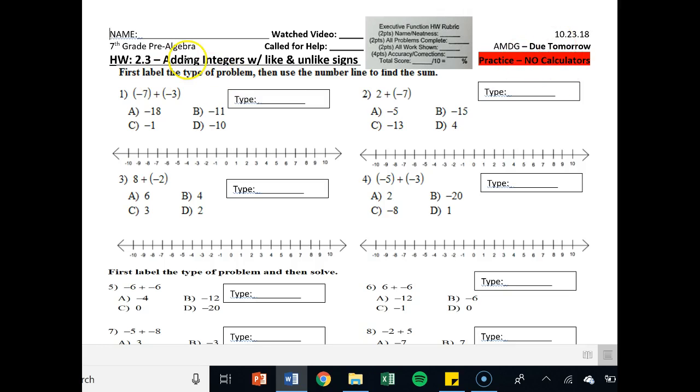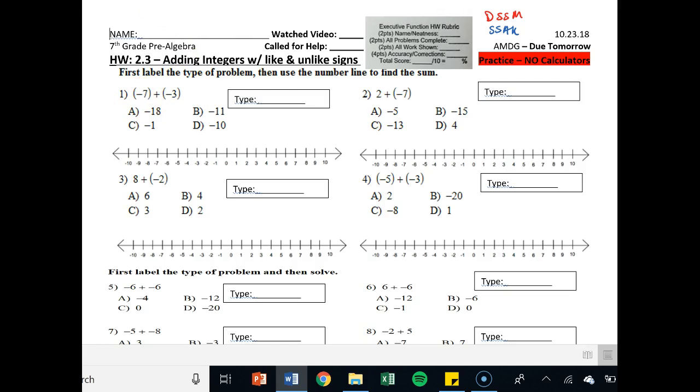So first, you're going to label the type of the problem. Your two types, I'll put them up here: either DSSM, different signs, subtract more, or SSAK, same signs, add, keep. Basically, as soon as you label a problem like this, it tells you exactly what to do with the problem.